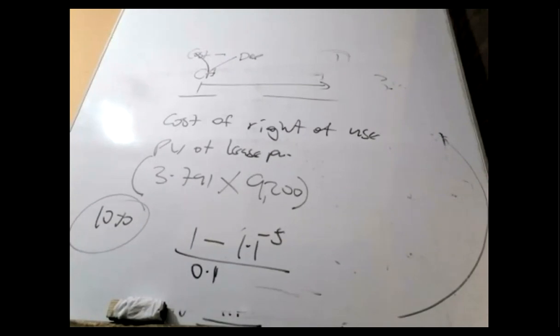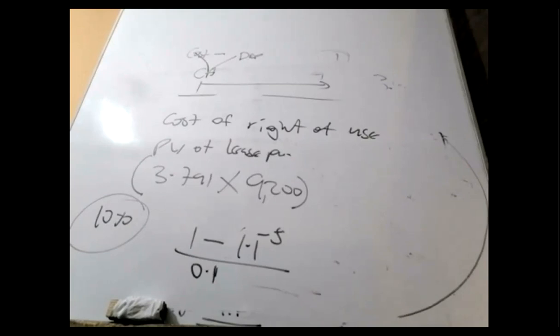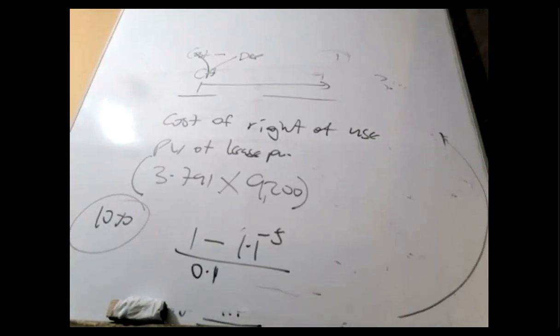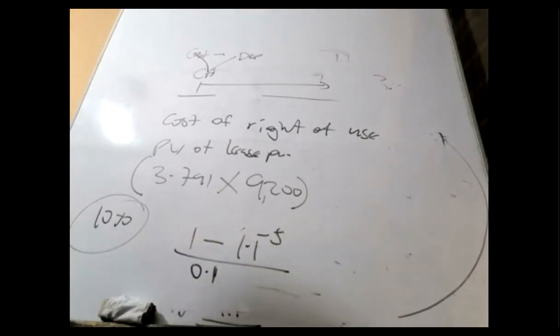34,877. Perfect, which is not equal to 35,000. In IAS 17, normally we use the fair value of the asset. But with the new standard, IFRS 16, we are interested in the PV of the lease payments.